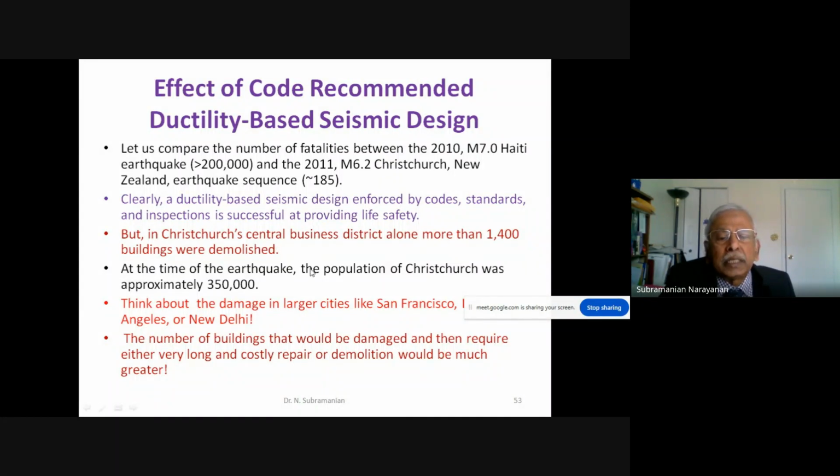But in Christchurch Central Business District alone, more than 1,400 buildings were demolished. At the time of the earthquake, the population of Christchurch was only 350,000. Think about the damage in larger cities like San Francisco, Los Angeles, or even New Delhi. The number of buildings that would be damaged and then require either very long and costly repair or demolition would be much greater.